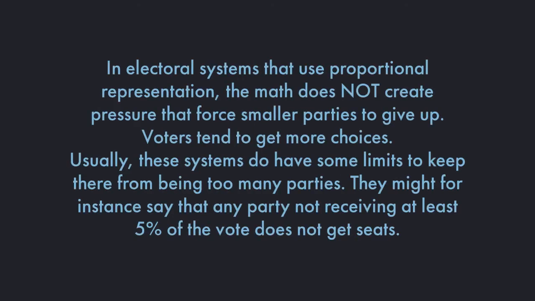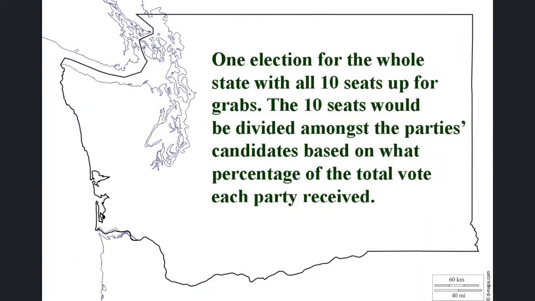In electoral systems that use proportional representation, the math does not create pressure that forces smaller parties to give up. Voters tend to get more choices. Usually, these systems do have some limits to keep there from being too many political parties. They might, for instance, say that any party not receiving at least 5% of the vote does not get seats.